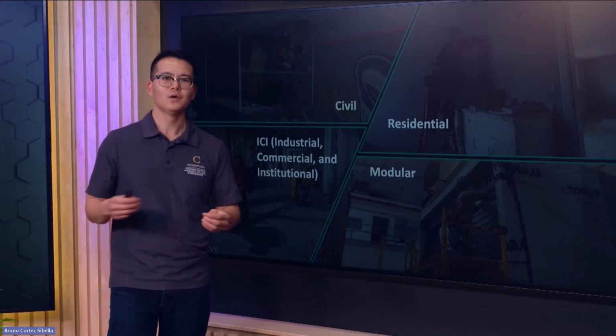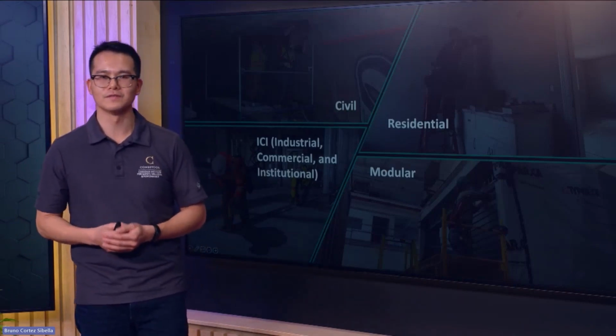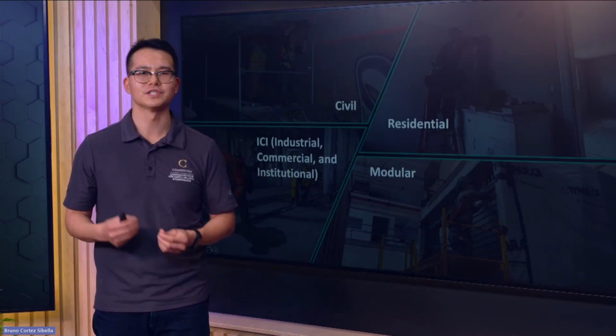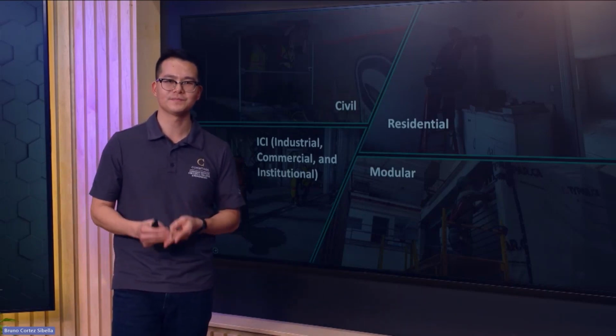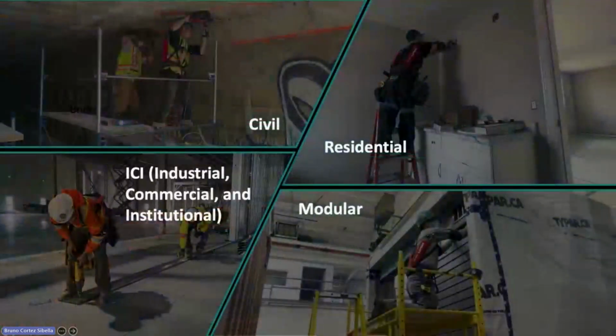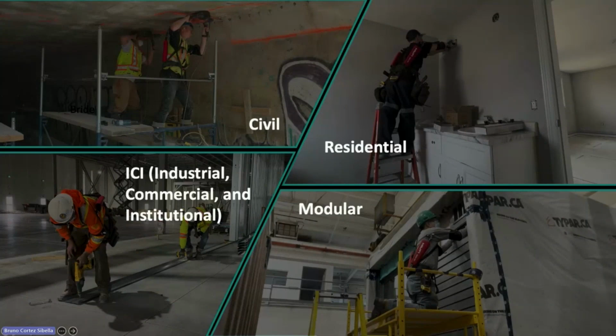So overall, we tested the exo in a total of 8 different job sites, which included civil, residential, including high-rise residential, industrial, commercial, and institutional, or ICI, and modular construction sites. And this all took place between October 2022 and August 2023. This is to say that the exo was tested year-round in the Southern Ontario climate in a variety of construction sites.